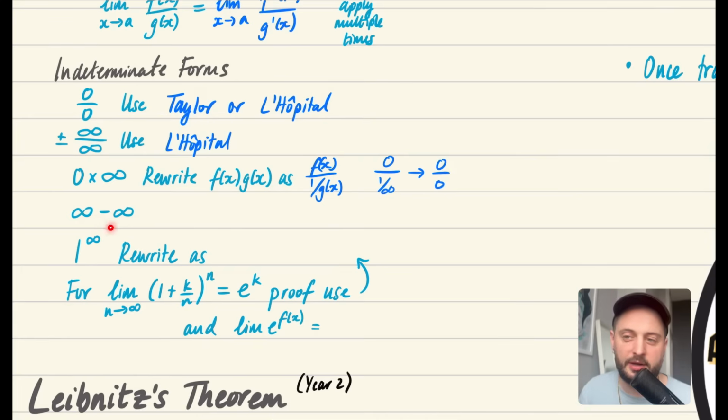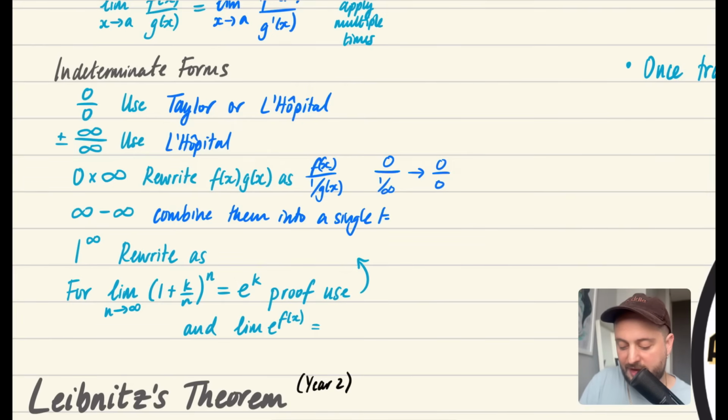If we have something that is an infinity minus infinity, so we have f of x minus g of x, and they both tend towards infinity, then what you want to do here is combine them into a single term. So maybe f of x is a fraction and g of x is a fraction. You want to put those two fractions together so that it's no longer in this indeterminate form. It will probably go to one that we've already looked at here that you can then go through.